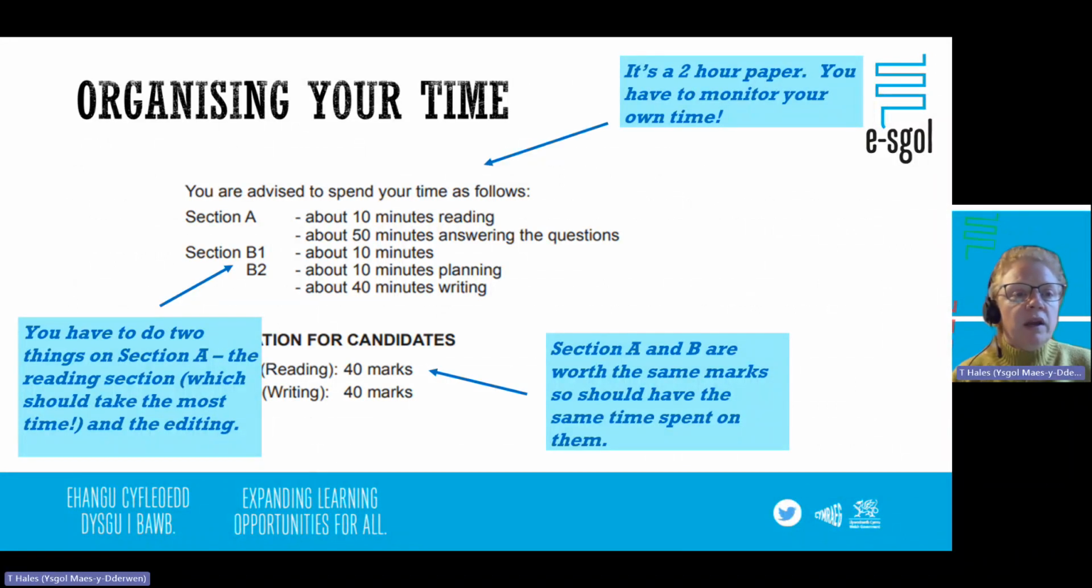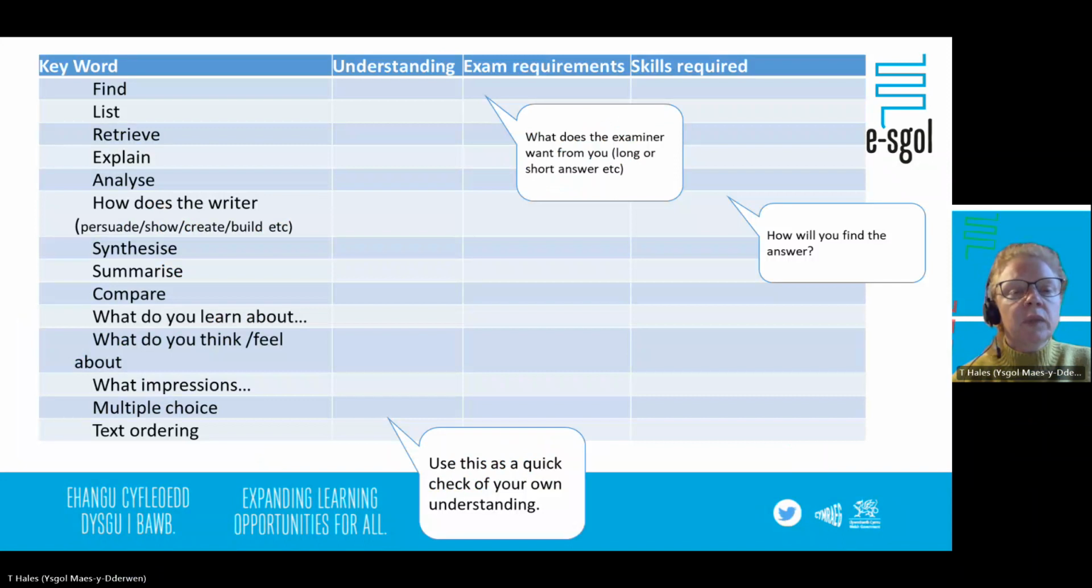Just a quick recap, organising your time in that exam. It's a 2-hour paper. Nobody's going to tell you when to move on. You have got to monitor your own time. A and B worth the same amount of marks, spend the same amount of time on them. You're going to have 2 things to do in section A, the reading, which should take you most of the time, and then that editing that you do at the end. Okay, so these are some of the key questions.